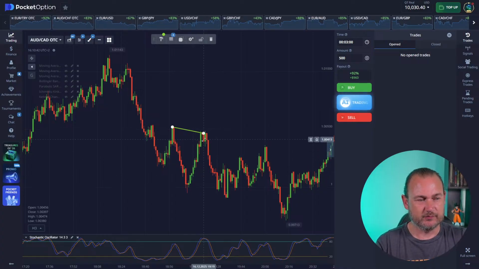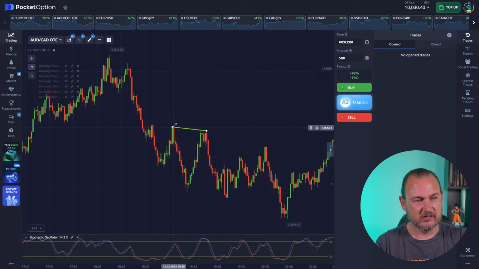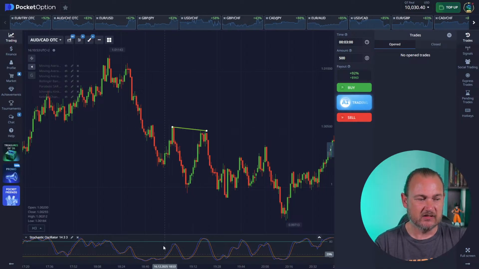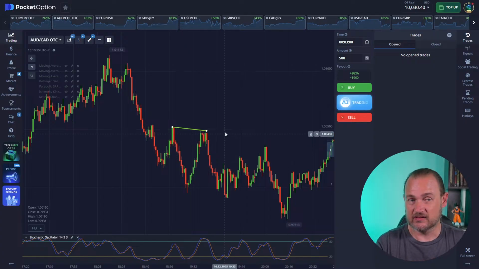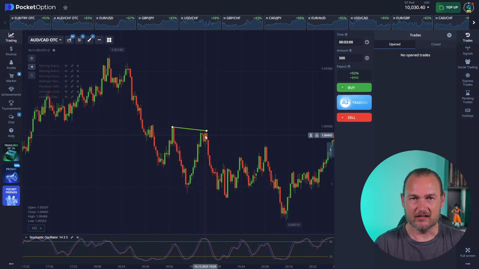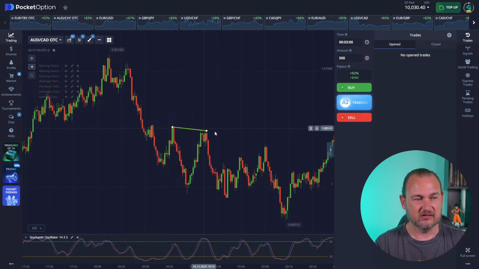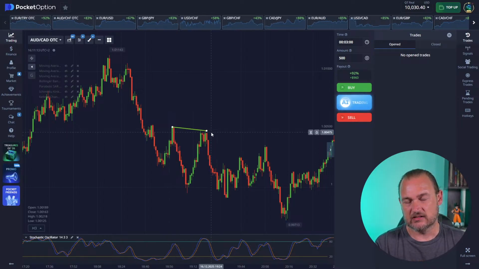When price pushed back to this area here, this low, even if I draw this on the wicks, we can clearly see that this high did not reach as high as this one. So price made a lower high. We're moving downwards, so we're looking at the tops, right? So price made a lower high here, and the stochastic made a higher high than the previous one. This again would have been a sell signal.